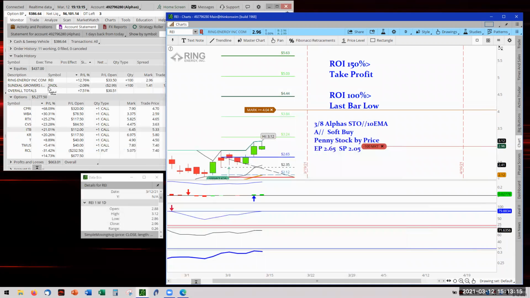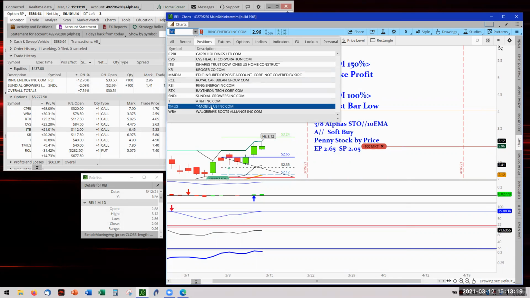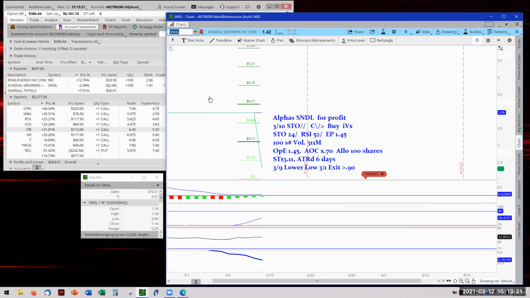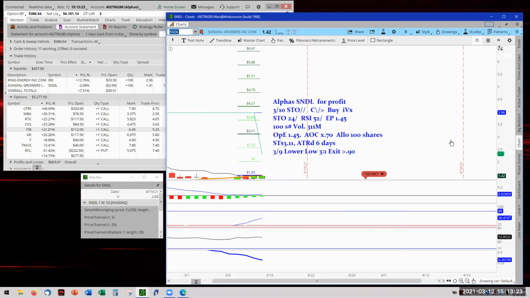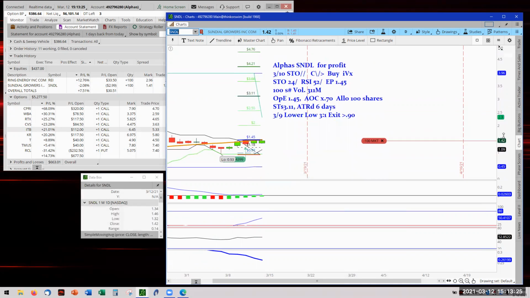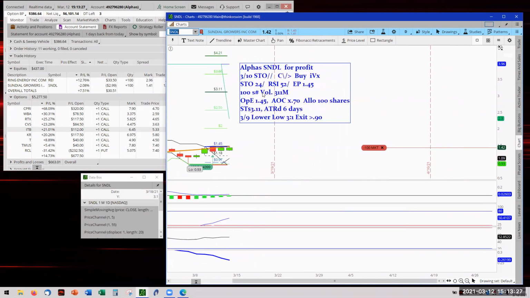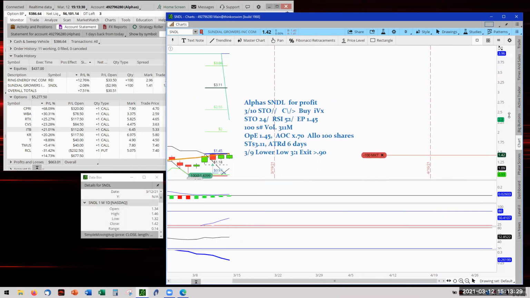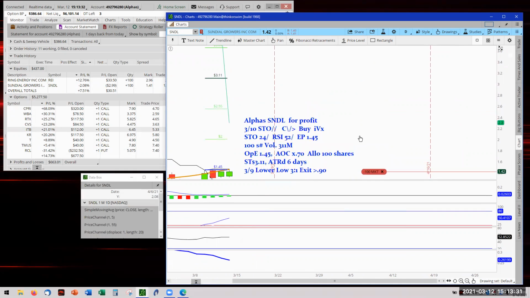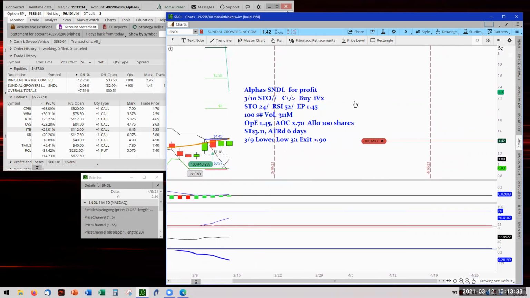The other penny stock was Sundial. It got picked up, it triggered, and Sundial's conditions were the same conditions. It had to be $1 to $5. It had to be optionable. I didn't check the options because we're not going to do options. I just used it as a filter to clean down to something manageable from the thousands of penny stocks that are out there.